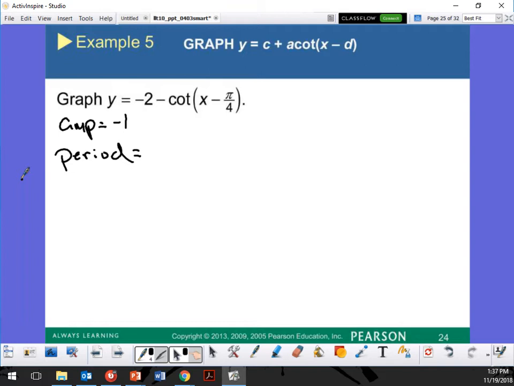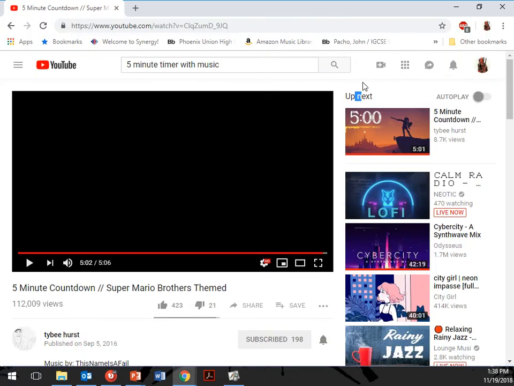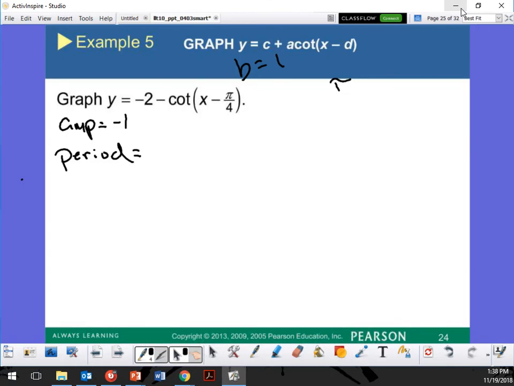So we have cotangent right there. What is my b value here? Period is still pi. B value is what? 1. Very good. B value is 1. So it's going to be pi. Pi equals just x, right? So my period comes out to be just pi, because the number in front of x, my b value, is 1, right? Yeah. Okay, good. Next step.